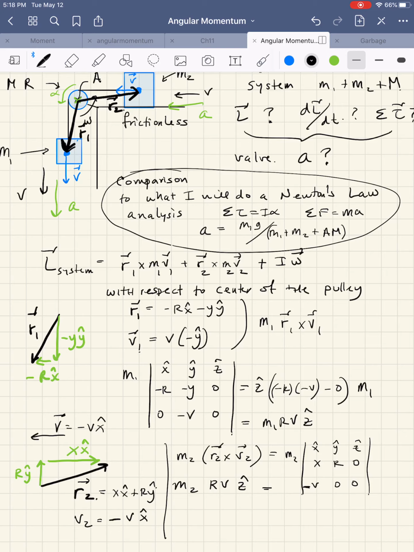So very similar, same v, because they're connected by that rope. And what I have now are the first two components of the total angular momentum of the system, the m1 and m2, and all that's left is one for the rotating rigid body.